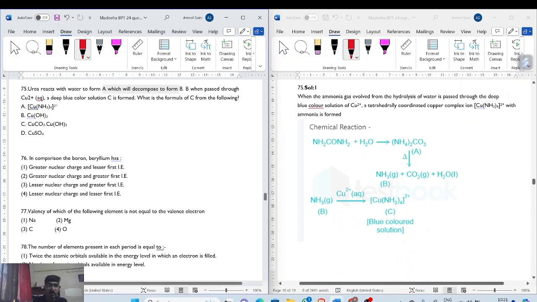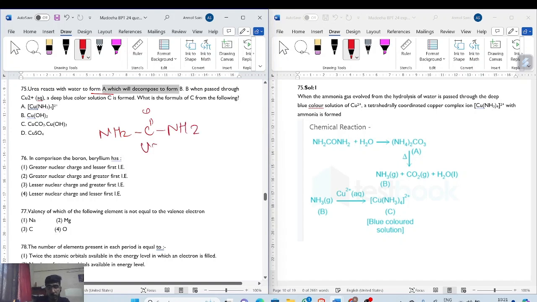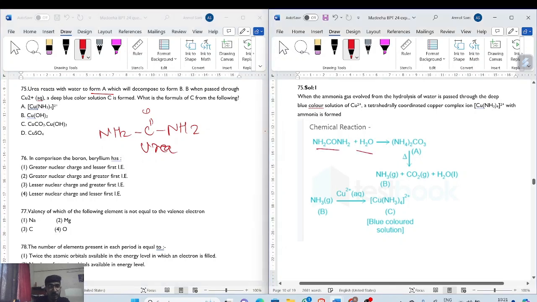Now question number 75. Urea reacts with water to form A. So first of all, the formula for urea will be NH2CONH2. This is the chemical formula for urea. When urea reacts with water, it will give a compound A. The compound A is shown here: (NH4)2CO3.